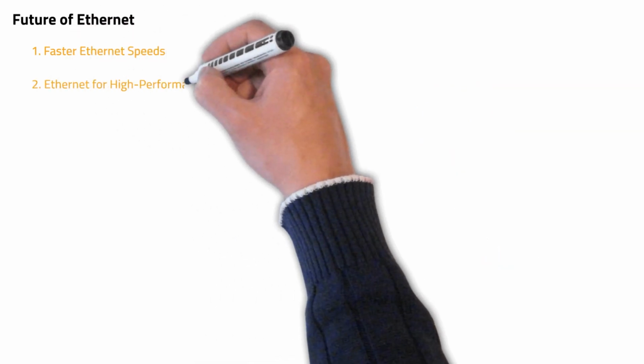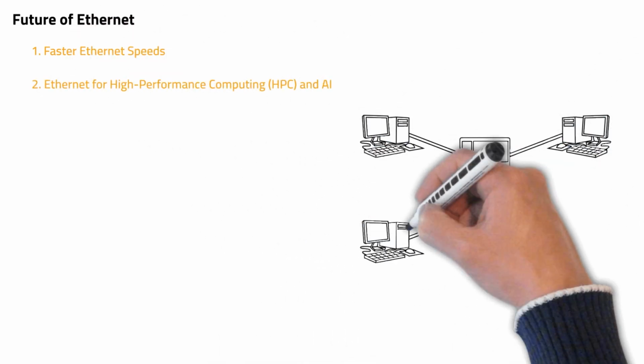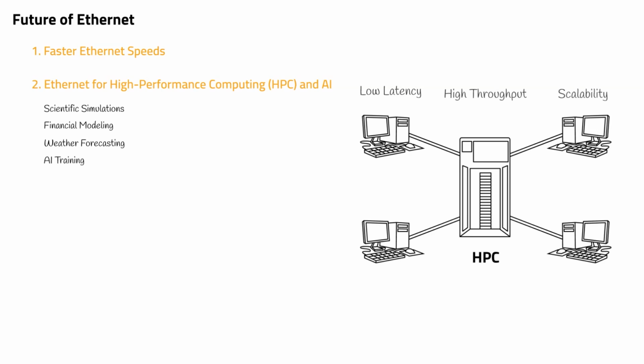The next trend is in high-performance computing. High-performance computing, or HPC, involves the use of supercomputers and large-scale systems to tackle complex computational problems that exceed the capabilities of regular computers, such as scientific simulations, financial modeling, weather forecasting, and AI training. These environments require low latency, high throughput, and scalability.